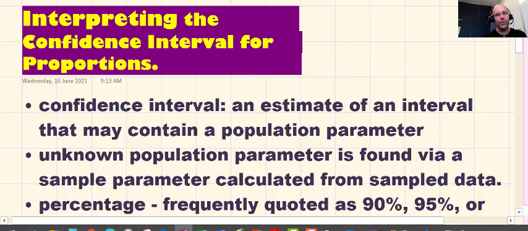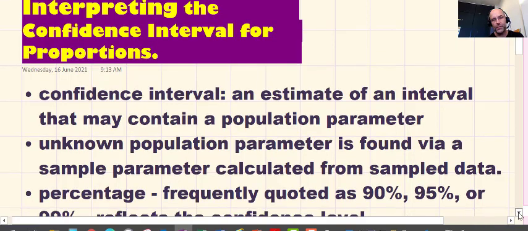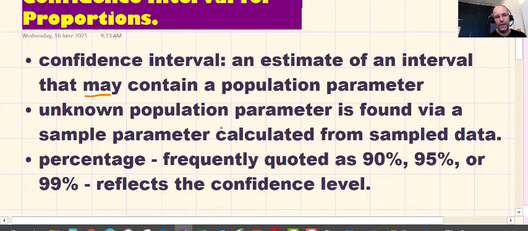As promised, we're interpreting this concept of confidence interval for proportions, and we looked at calculating it in the previous video and also introduced the concept itself too. And the confidence interval is an estimate of an interval that may contain a population parameter that we're chasing. All right, and the unknown population parameter is found via some sample parameter taken based on a bunch of sample data. So we need some sample data.